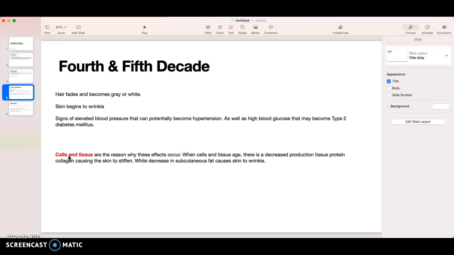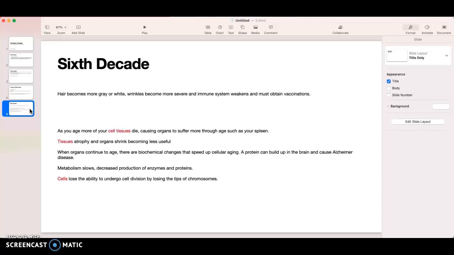And like I said, when cells start to die, they affect the tissue. And then the tissues, because of cell death, become weak, and they die too. And then tissues lead to the organs. That's what we'll get into here.